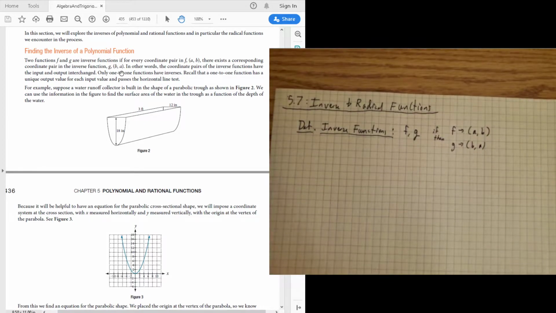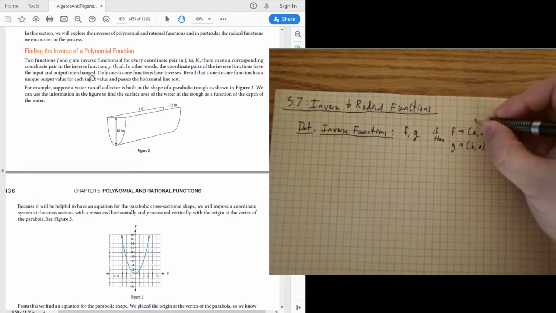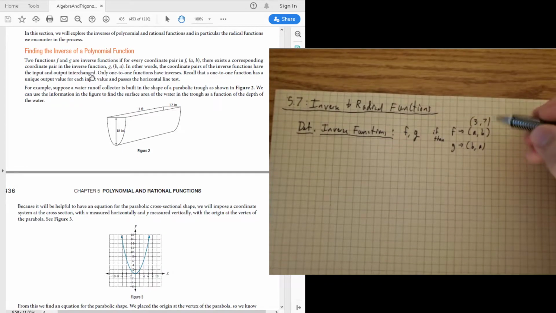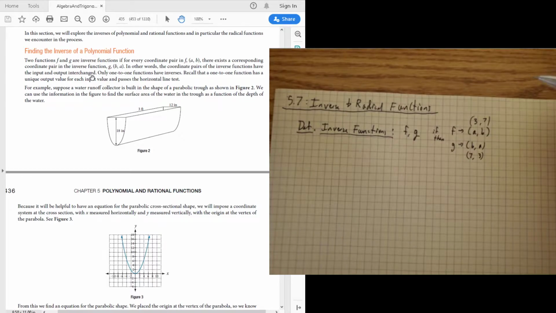Or, as the book states, in other words, the coordinate pairs of the inverse functions have the input and output interchanged. That's a big detail, meaning in f I plug in a and get out b. So let's say a and b are like 3 and 7. So let's say I plug in 3 and I pop out 7. Well, then g is going to have me plug in 7 and it will pop out 3. Now, what this doesn't tell me is, well, what if I plug in 3 into g? It doesn't say anything about that. All it says is that if 3 gets me 7 in f, then 7 has to give me 3 in g.